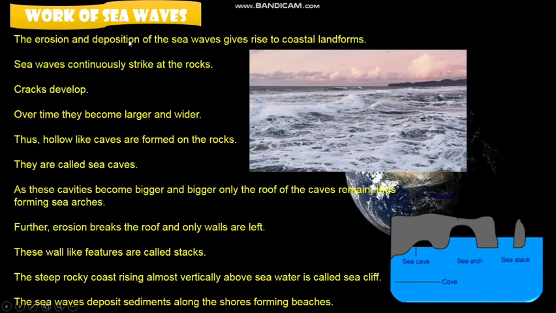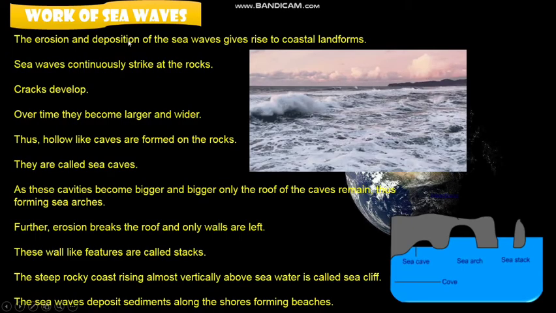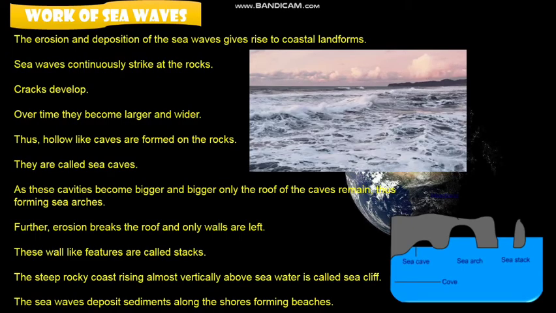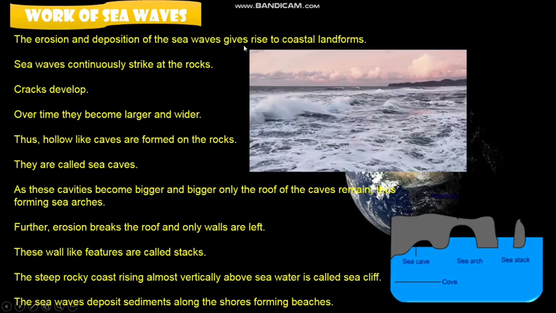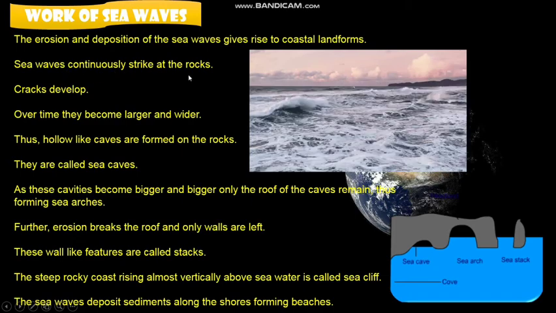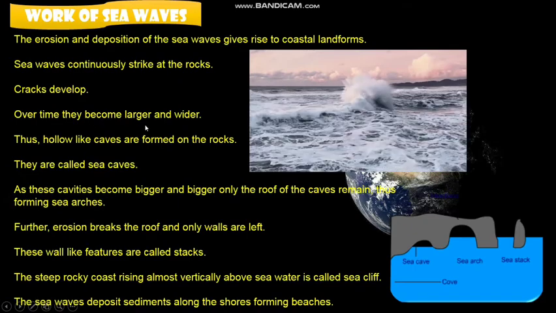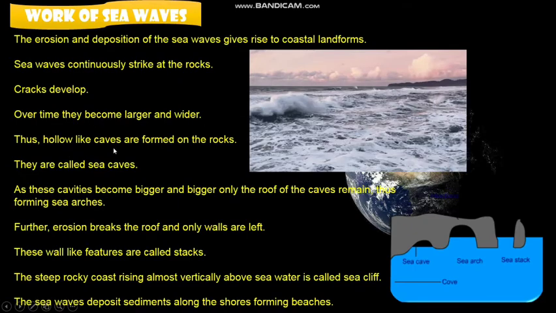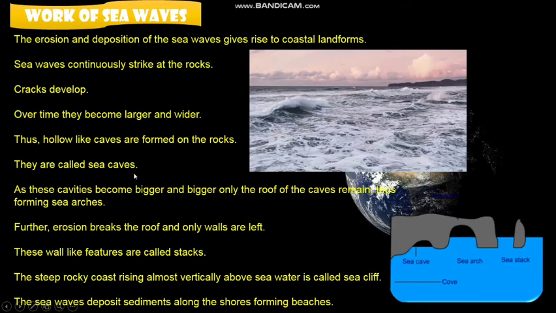Work of sea waves. Under this you will come to know what are sea caves, sea arches, stacks and sea cliff. The erosion and deposition of the sea waves gives rise to coastal landforms. Sea waves continuously strike at the rocks. Cracks develop. Over time they become larger and wider. Thus, hollow-like caves are formed on the rocks. They are called sea caves.